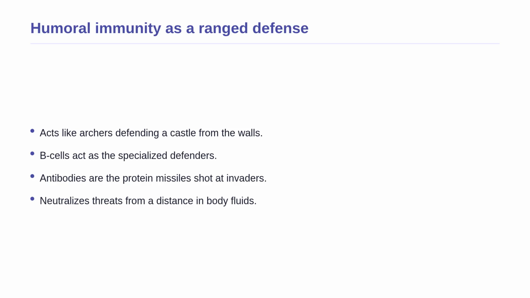Instead of archers, you have special white blood cells called B cells. And instead of arrows, they shoot tiny, highly targeted protein missiles called antibodies. These antibodies float through your body's fluids, historically called humors, seeking out invaders like bacteria and viruses before they can break into your vulnerable cells.